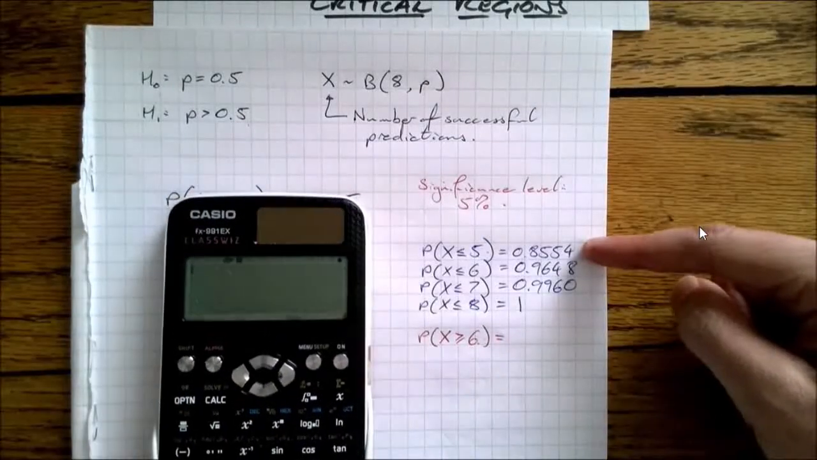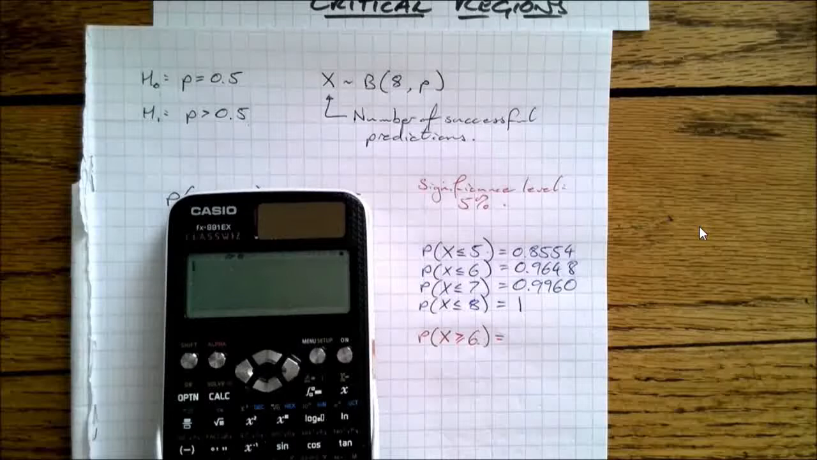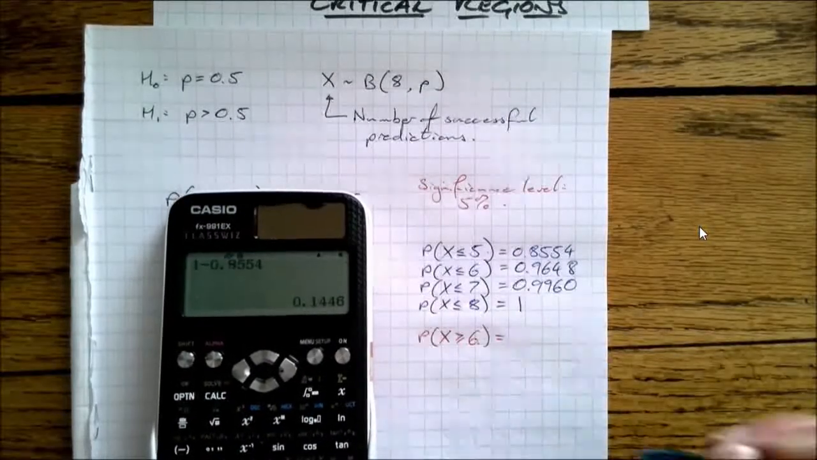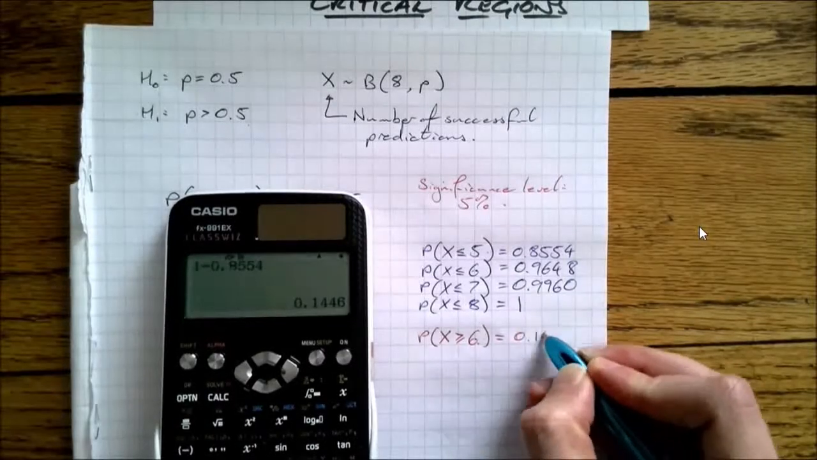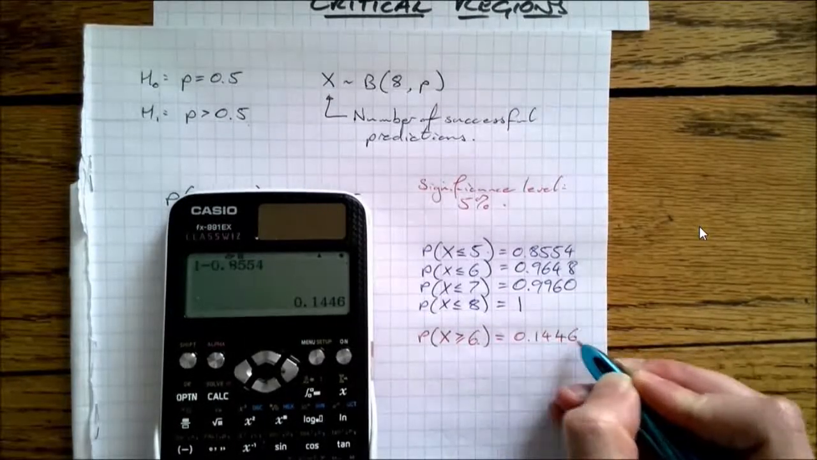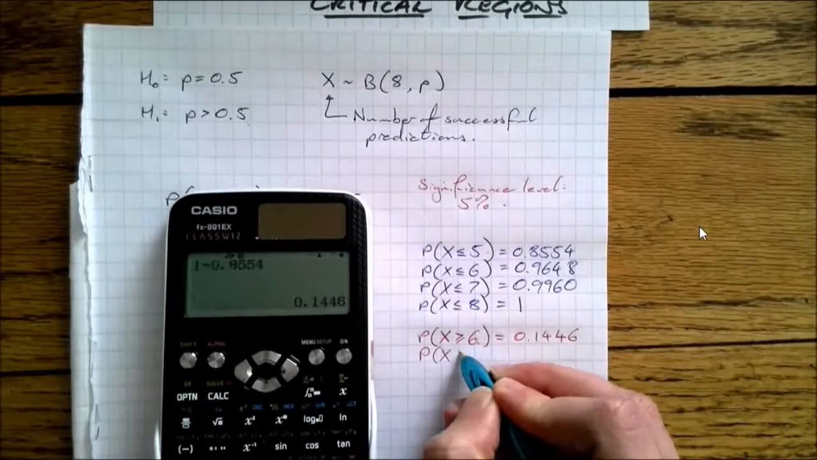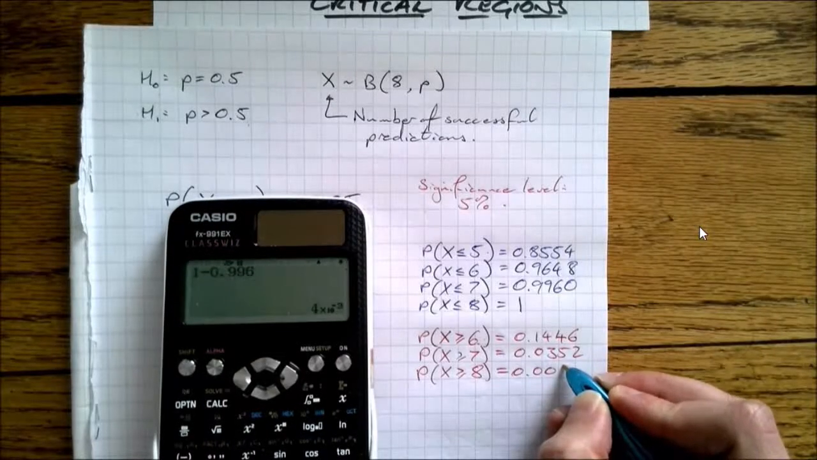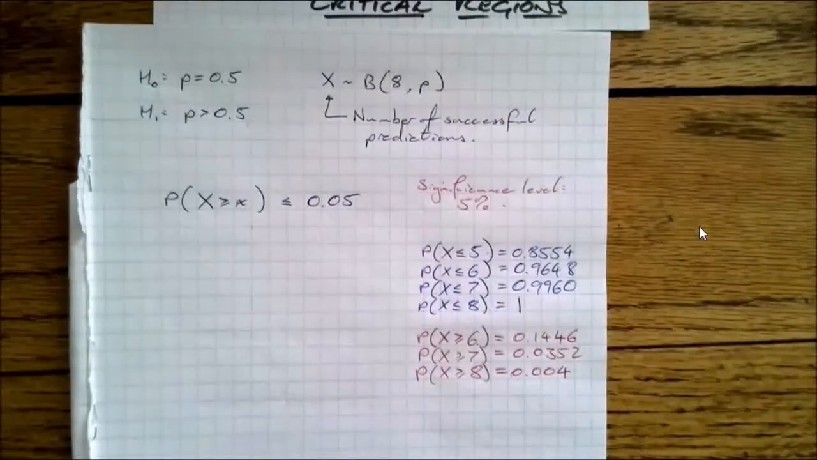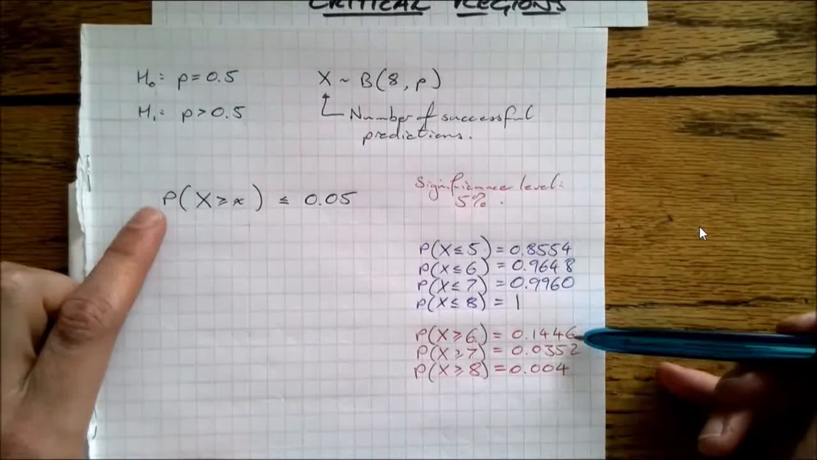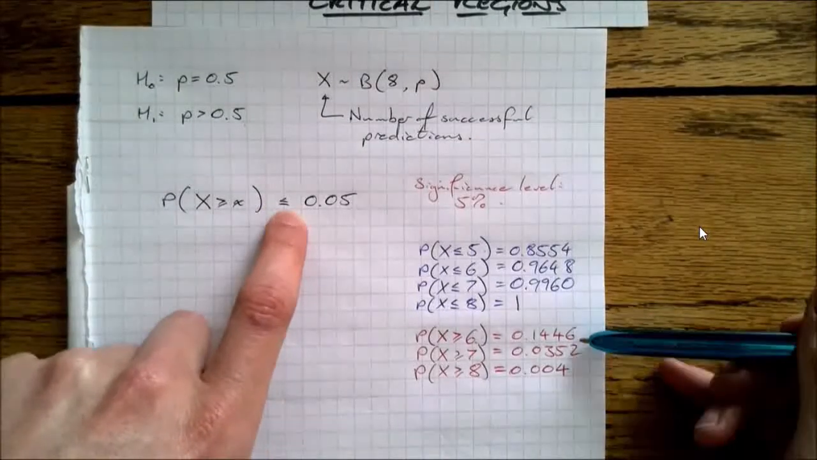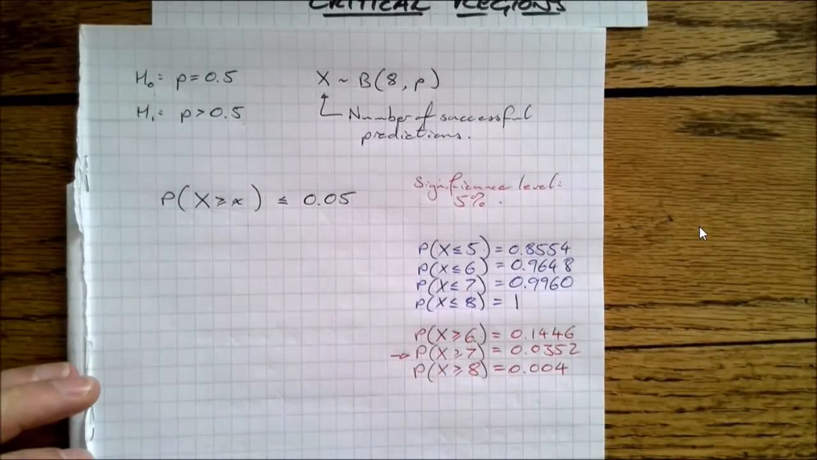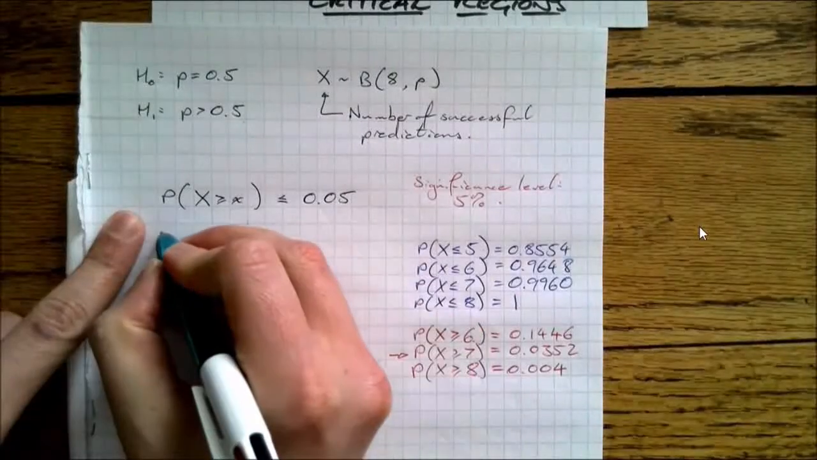So if we take this value away from 1, we'll get this probability. That is 0.1446, 14.46%. I'll do it quickly for the other ones. All right, we have them there. Which one of these do we want? We're looking for the first one that is less than or equal to 0.05, and that is that one. So what have we found there? Let's write it out over here.